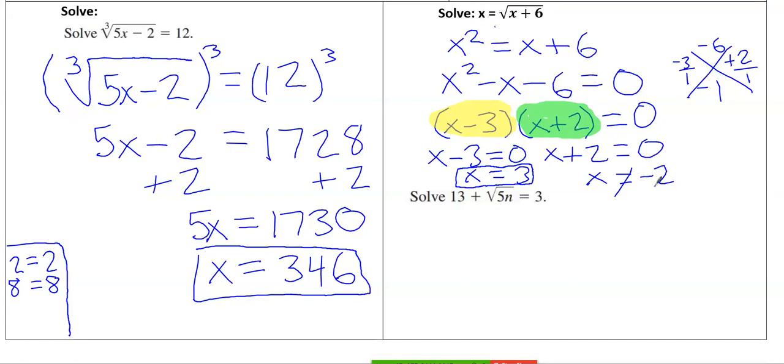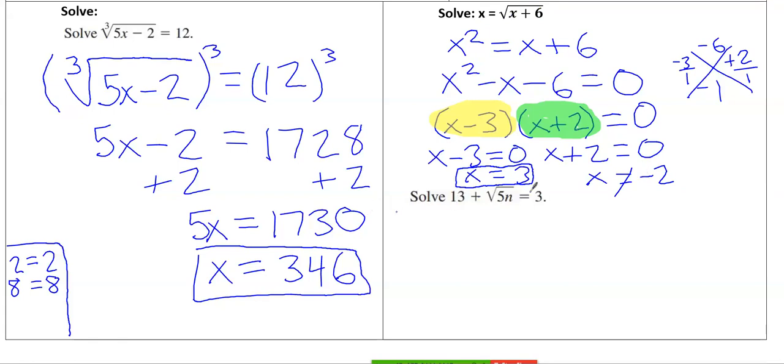Because if you square negative 2, right here, you get positive 4. And negative 2 plus 6 is 4. And so the square root of that, well, I shouldn't say it, we squared it. So this would be negative 2 plus 6, which is 4. So you get 4 equals 4. But when we squared it, we took away that negative. And that's what made this an extraneous solution.